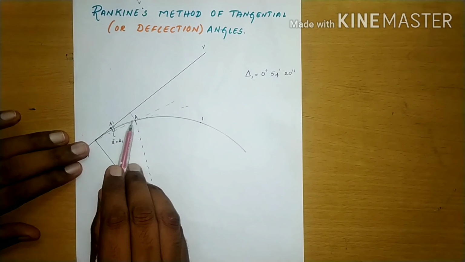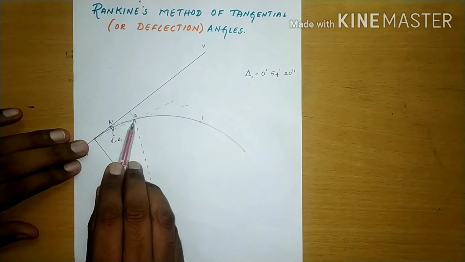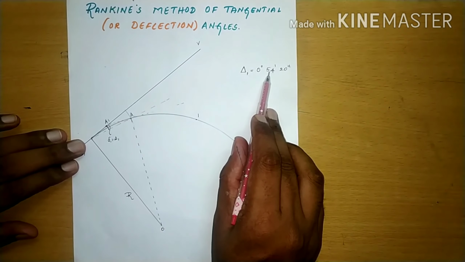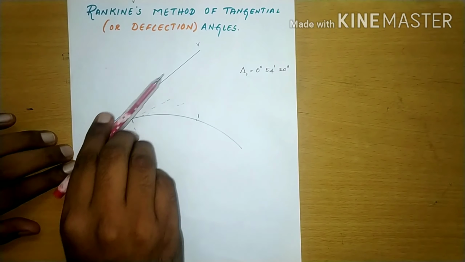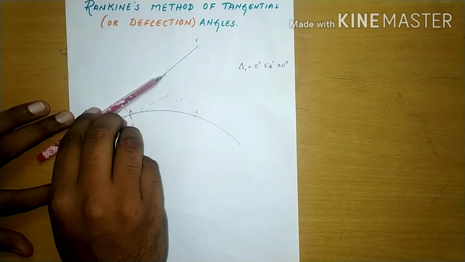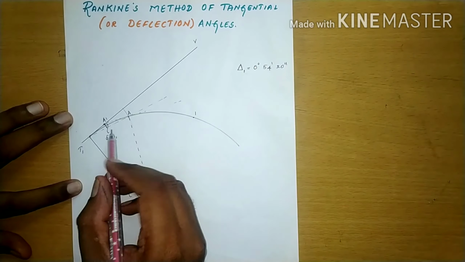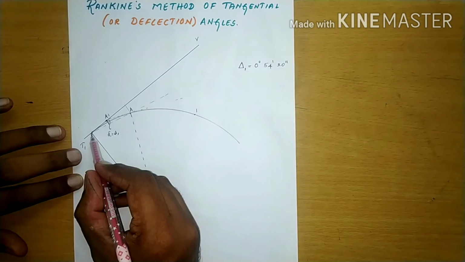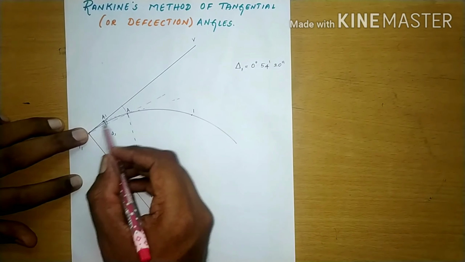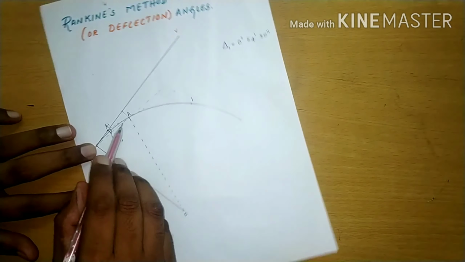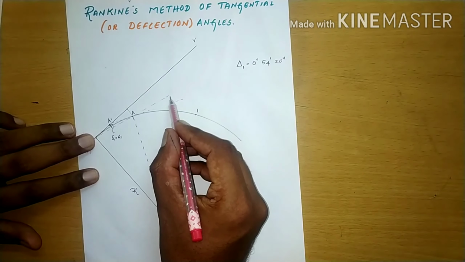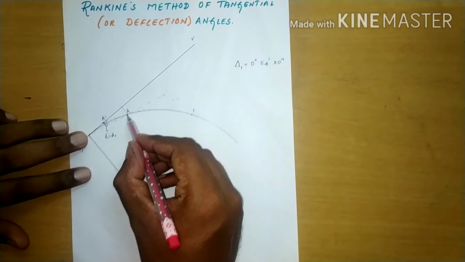Now, in order to locate point A, first we measure a deflection angle of delta 1, which is equal to 0 degrees 54 minutes 20 seconds, and then rotate the telescope so that it is in line with the value of delta 1. Afterwards, with T1 as center and T1A as the radius, we cut an arc such that the point will be located, that is, the point A.